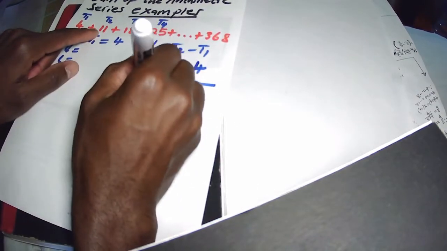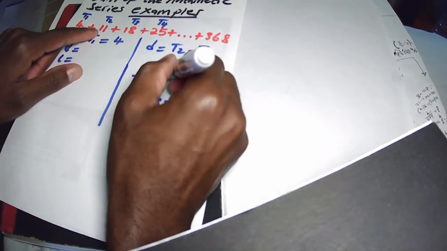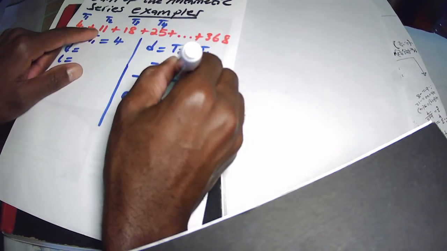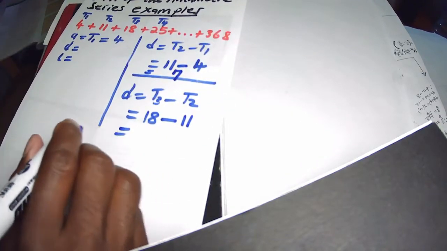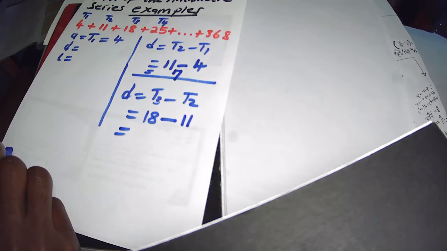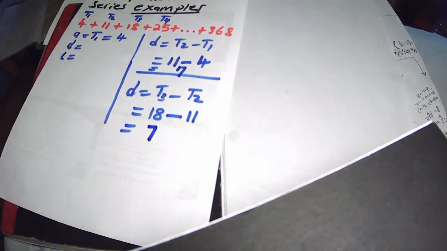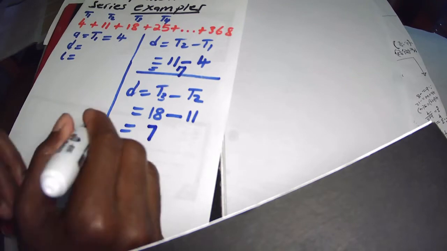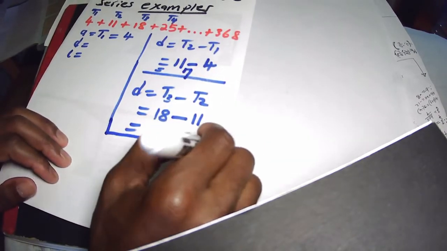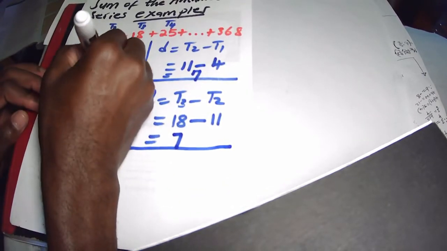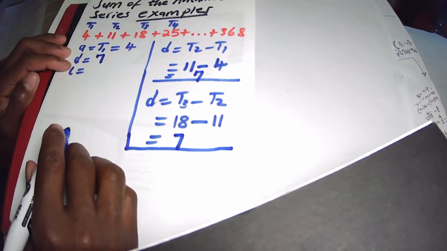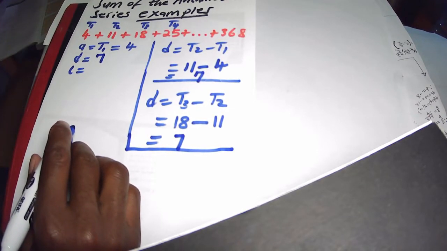So we get the answer: 11 minus 4 is 7. And 18 minus 11 is 7 as well. This gives the confidence that d is 7. So d is 7.